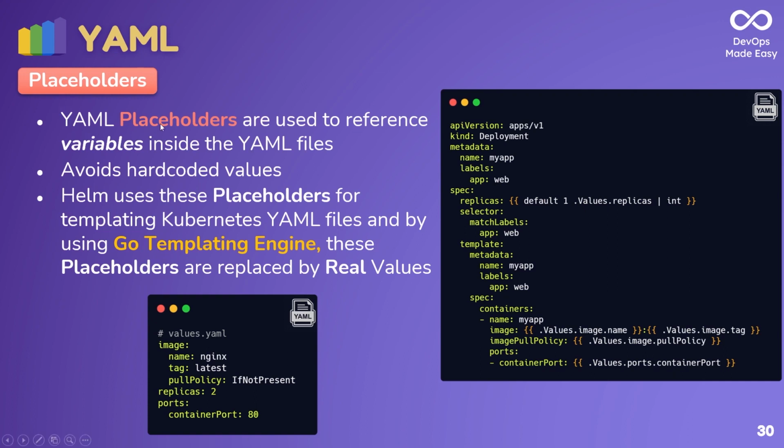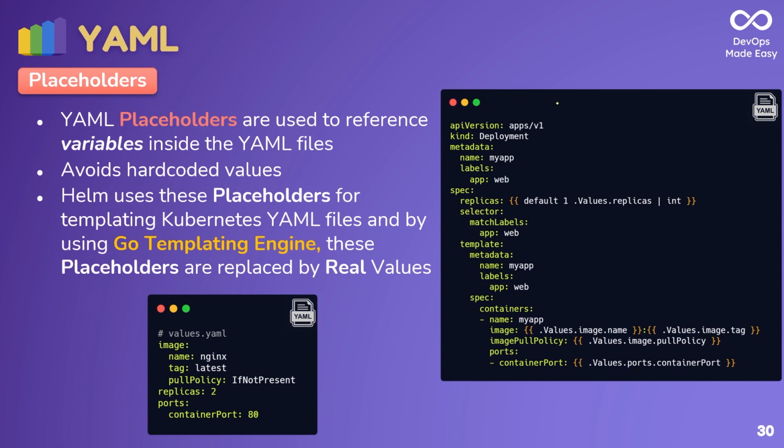So YAML placeholders are used for referencing variables inside the YAML files. One example of a technology which uses these placeholders is Helm charts. We will not talk more about Helm charts in this lecture series, but Helm charts use something known as templating YAMLs. That means the YAMLs don't have hard-coded values; they have placeholders where Helm will dynamically replace the values.